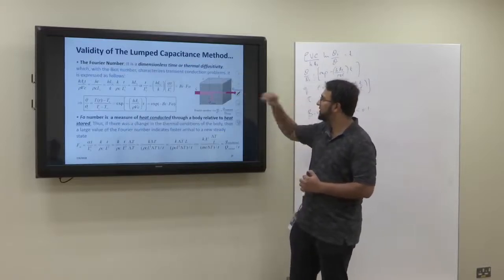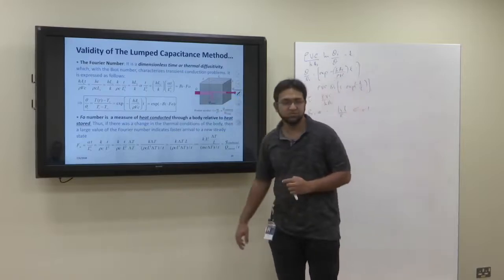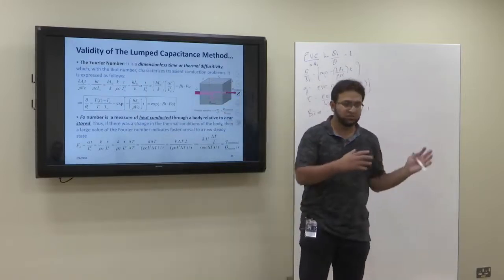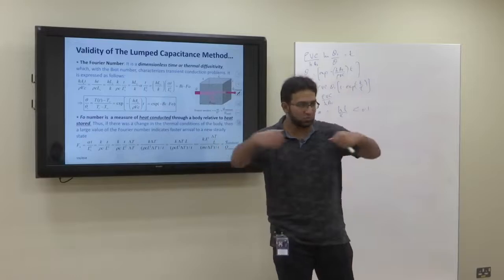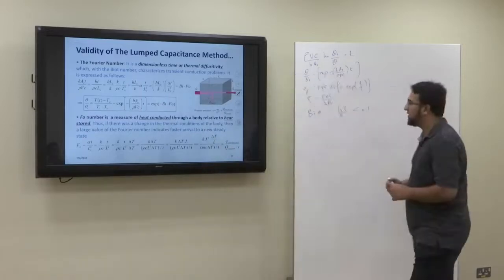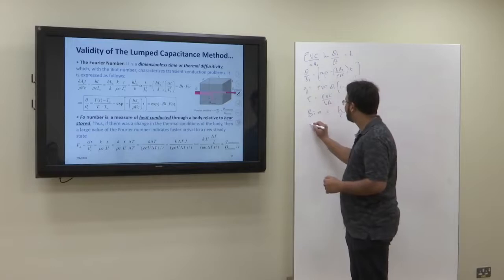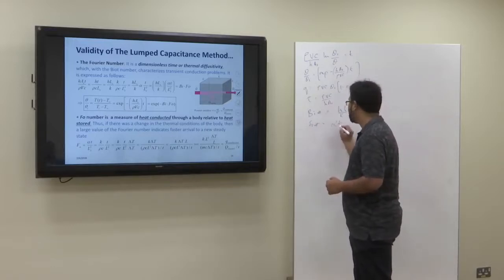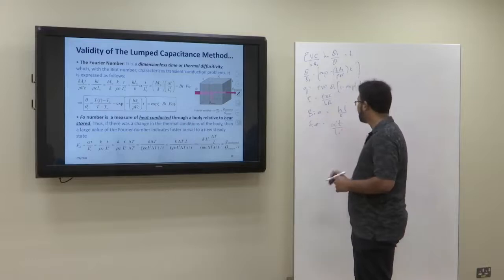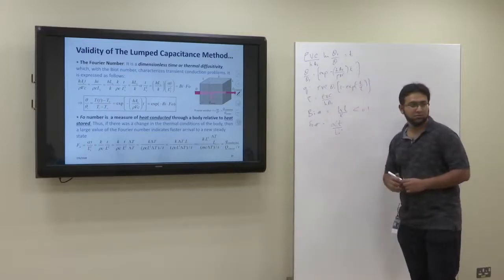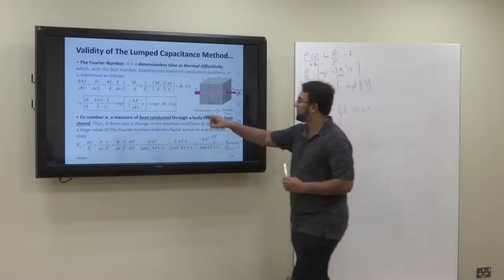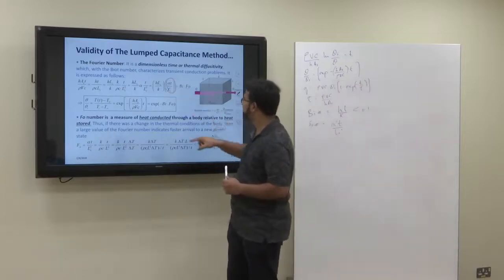What else? We had another number, the Fourier number, which determines how much energy is transported compared to how much energy is stored. The Fourier number has the formula alpha t upon Lc square. So that's the formula for the Fourier number.